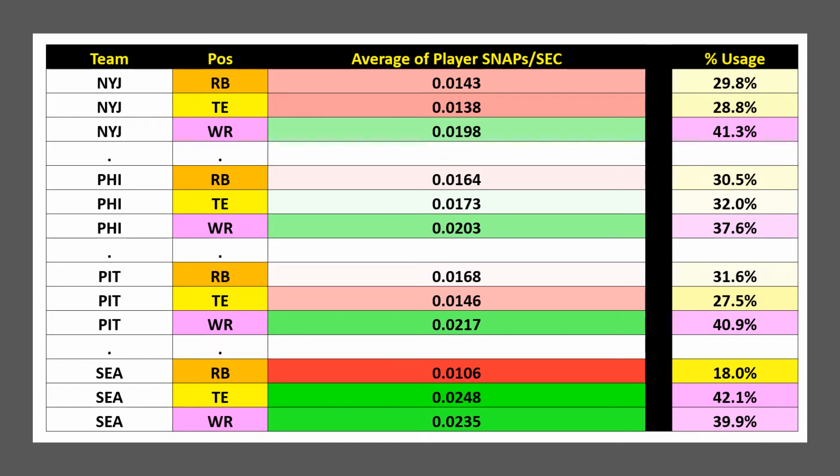Philadelphia is a little balanced here, and not sure that's worked in their favor. I think they need to get more to the wide receivers. 37's a little low. They've been using their tight ends fine and the running backs fine, but I would like to see the wide receivers closer to 40.